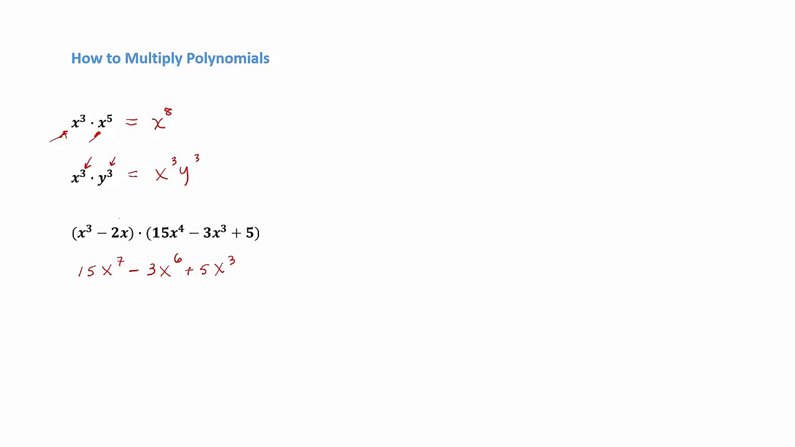Now we start with the minus 2x, and we're going to multiply that by all three. Minus 30x to the fifth. That's the minus 2x times the 15, which is minus 30. And then x times x to the fourth is x to the fifth, because if x is by itself, it really has a 1 there as an exponent. They just don't write it in. Then minus 2x times minus 3x cubed is positive, because a negative times a negative is a positive. 6x to the fourth. And our last term is going to be minus 10x. That's minus 2x times 5.